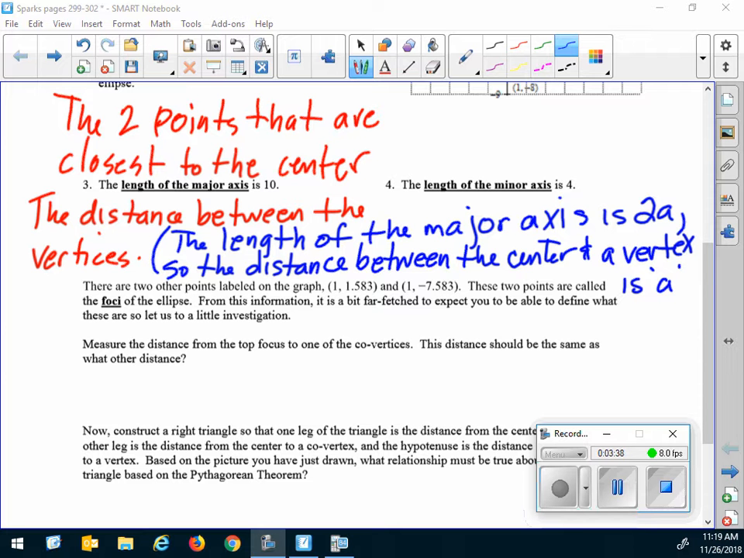Have you guys learned ellipses? Did you do them in Algebra 2? Nope. Okay. That used to be in Algebra 3, and since we don't have Algebra 3 anymore, I didn't know if anything got moved to Algebra 2 or not. Okay.